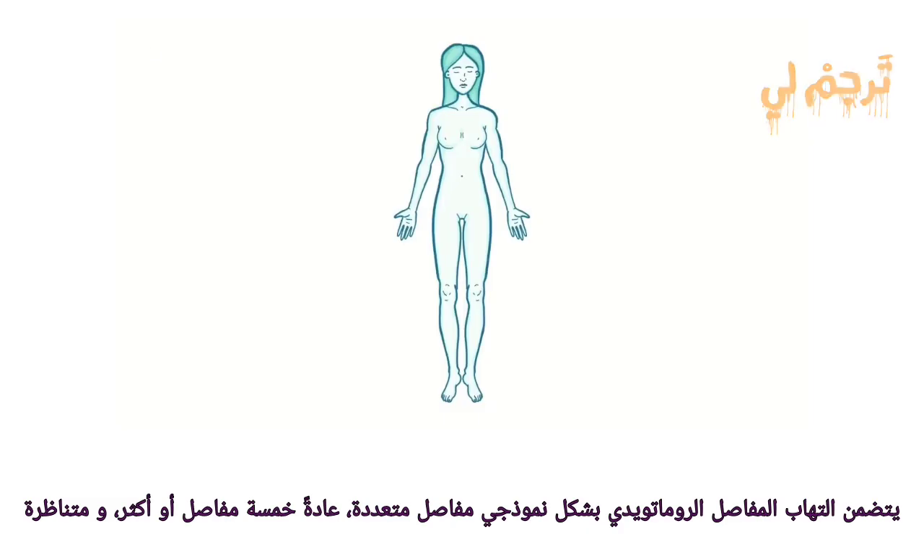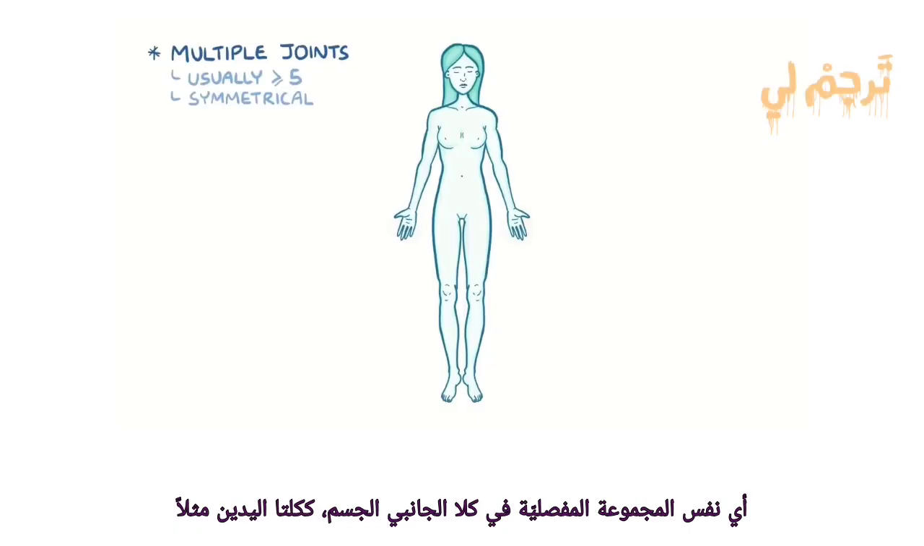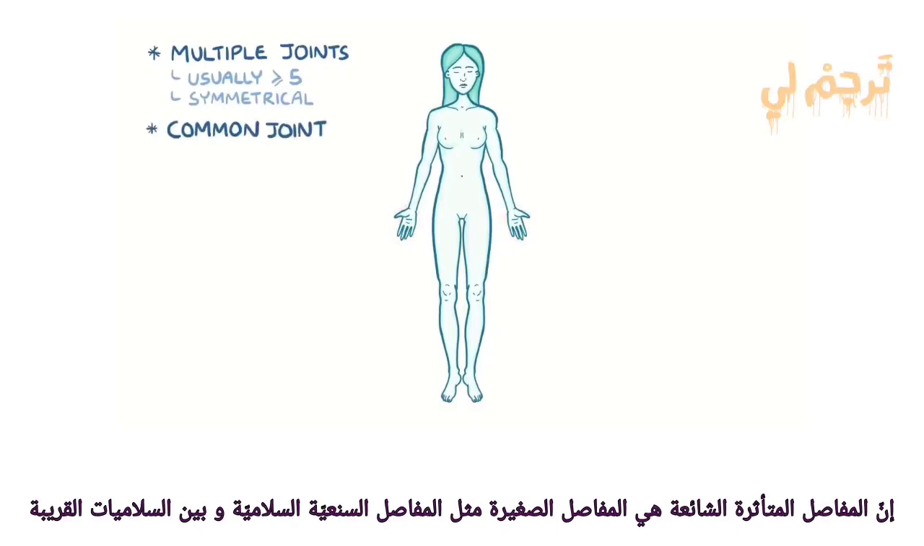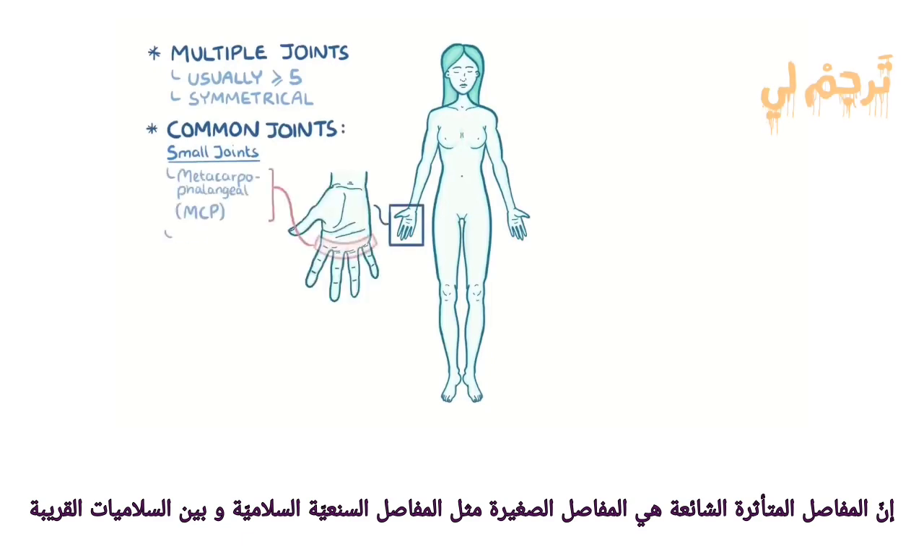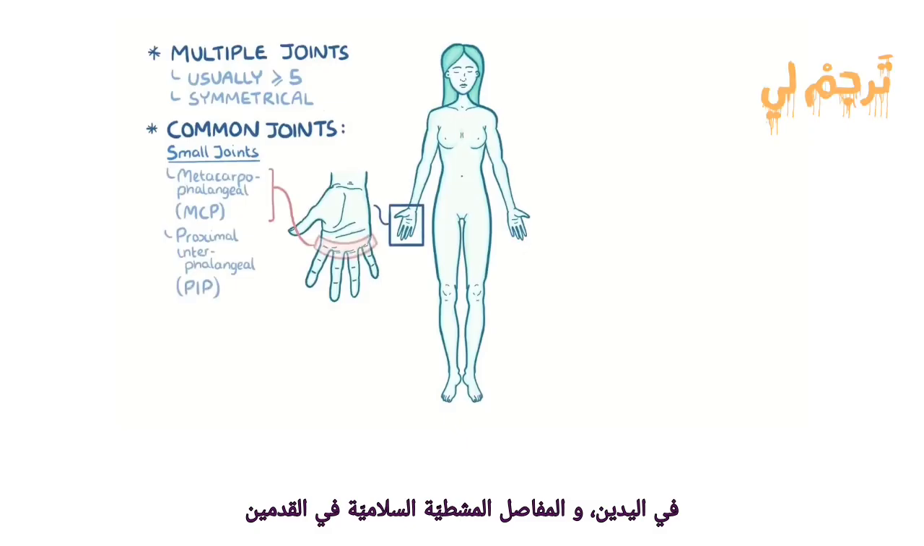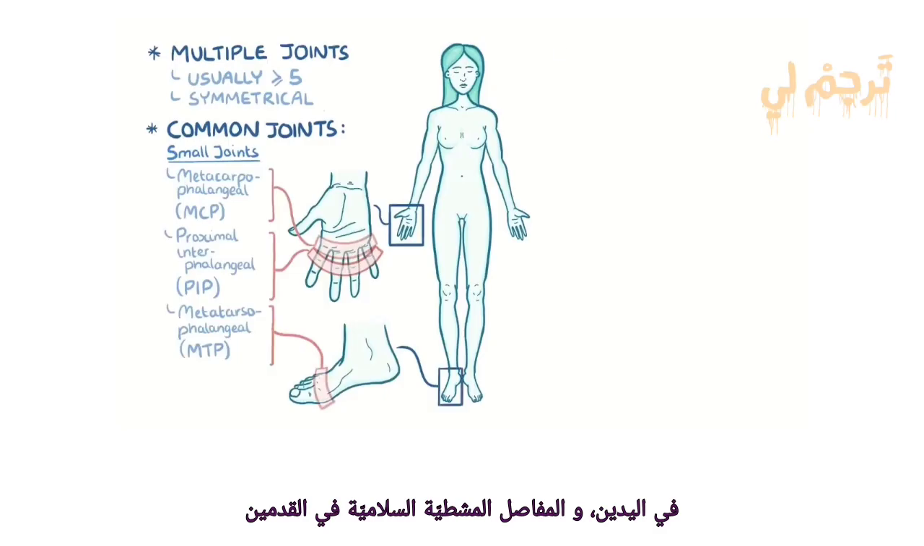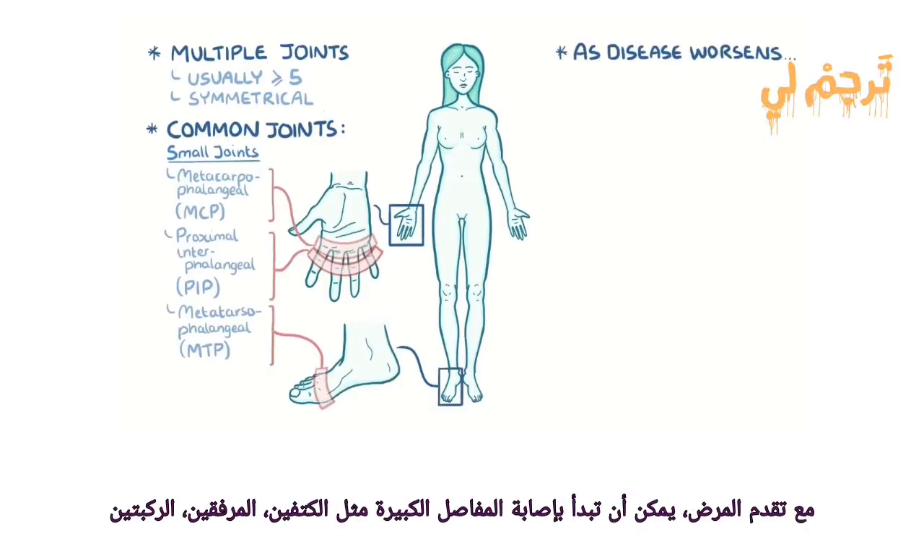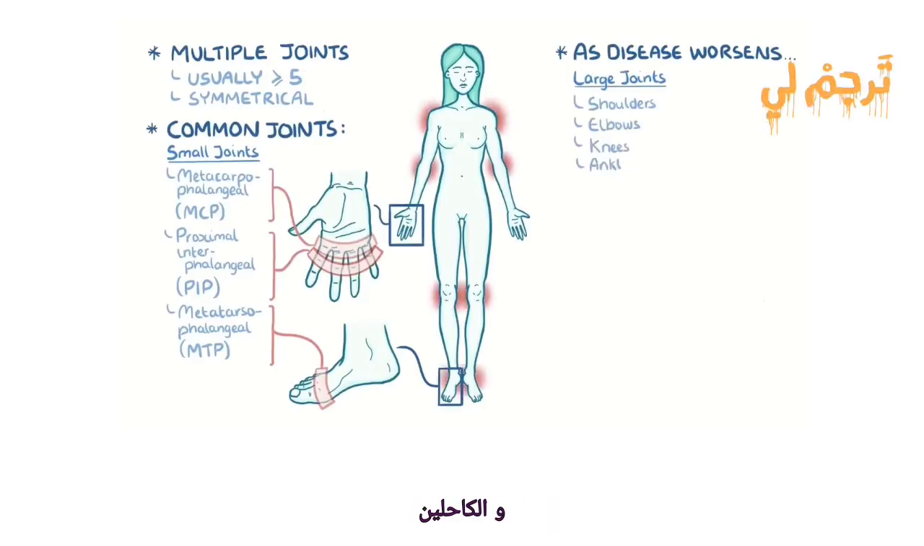Rheumatoid arthritis typically involves multiple joints, usually 5 or more, symmetrically, meaning the same joint groups on both sides of the body, like both hands for instance. Commonly affected joints are the small joints, like the metacarpophalangeal joints and proximal interphalangeal joints of the hand, and the metatarsophalangeal joints of the feet. As the disease worsens, it can start to affect large joints, like the shoulders, elbows, knees, and ankles.